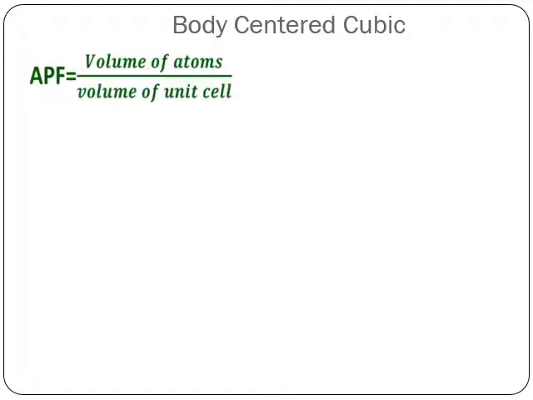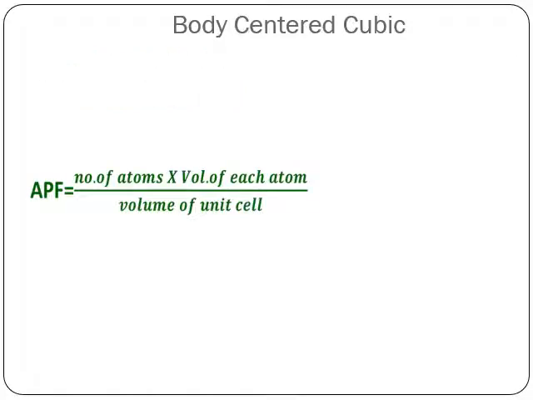Now the second thing is BCC, that is body centered cubic. To calculate it, they will ask: define APF, that is define atomic packing factor, and derive an expression for or calculate the APF for a body centered cube. First thing you need to write is what the atomic packing factor is. Once again, volume of atoms divided by volume of a unit cell, or APF is equal to number of atoms into volume of each atom divided by volume of a unit cell.